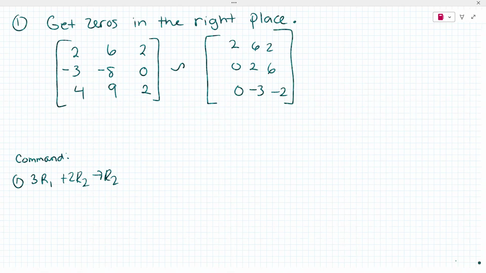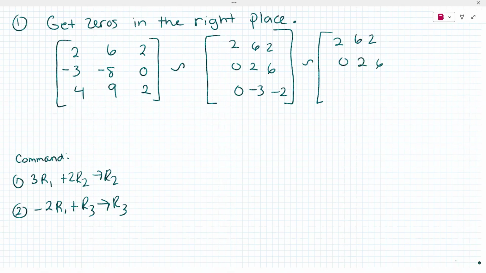Okay. The second command was -2 row 1 plus row 3 gives us new row 3. And when you do that, I believe that's going to give us this matrix: 2, 6, 2, 0, 2, 6, 0, 0, 14.